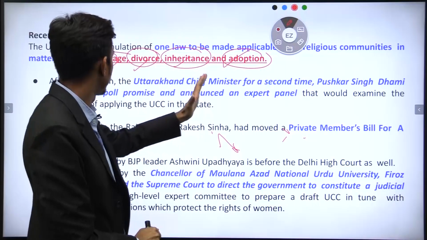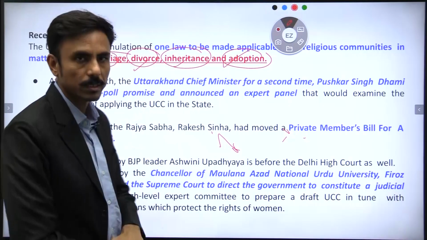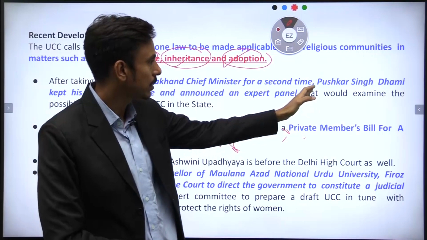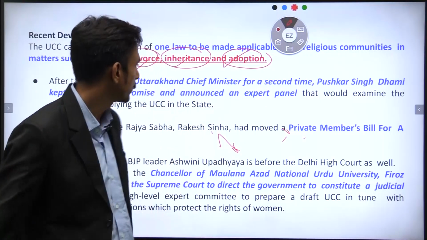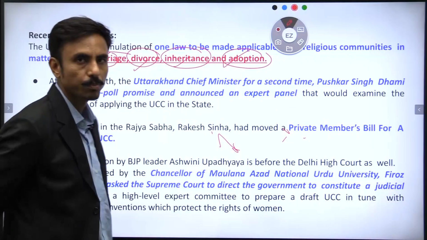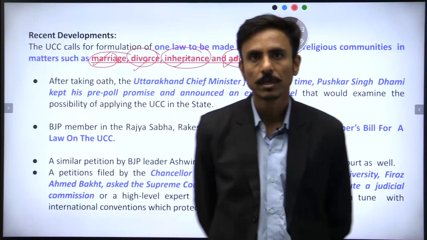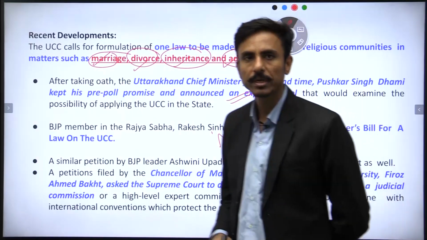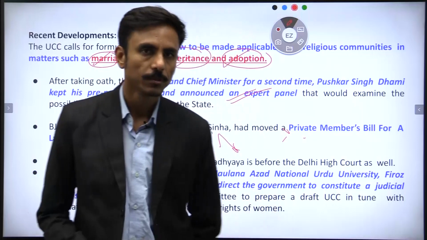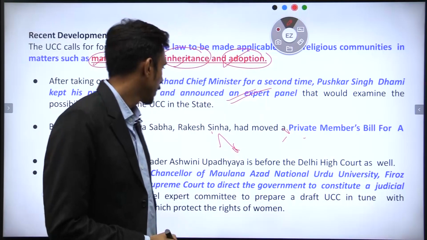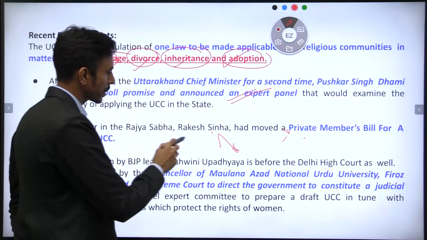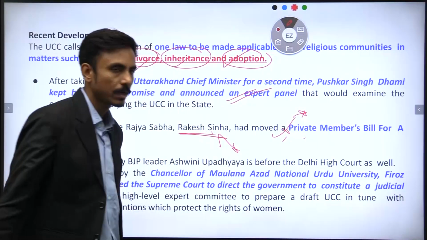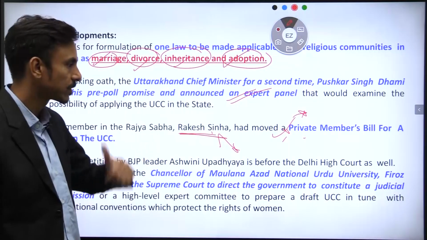Now it has been seen that the Uttarakhand Chief Minister Pushkar Singh Dhami is being elected for the second time, and in his election manifesto he promised to announce an expert panel which would deliberate over the uniform civil code, that means one civil code. At the same time, the BJP member in Rajya Sabha, Mr. Rakesh Sinha, has also moved a private member's bill for the law on uniform civil code.